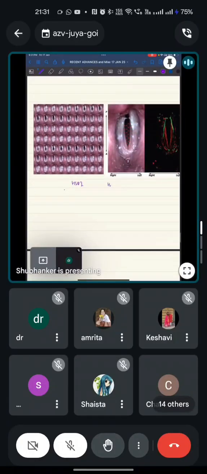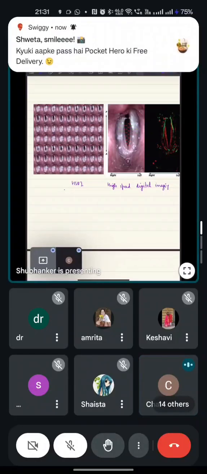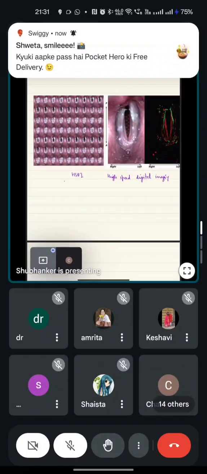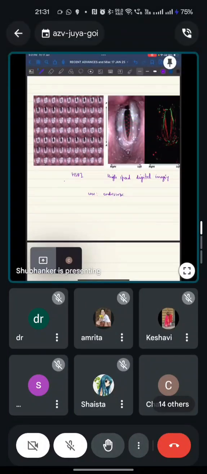This is your high speed digital imaging. Okay, so what happens? We use a rigid endoscope to capture images of the larynx at a high rate. How high a rate? Up to 2000 images per second. Okay.